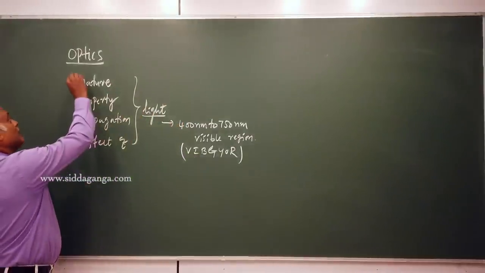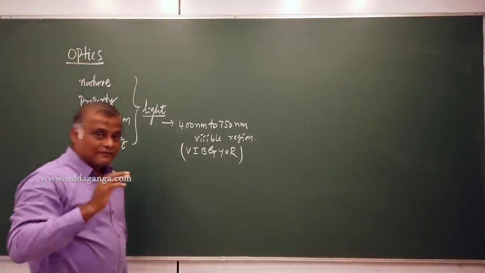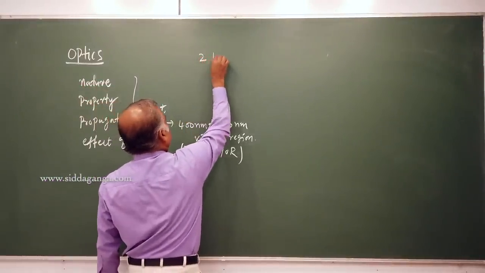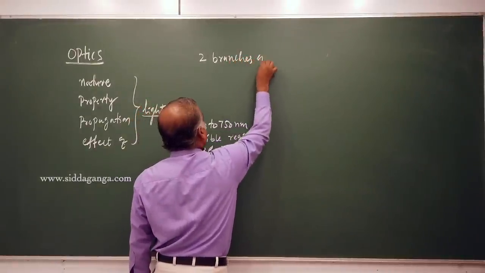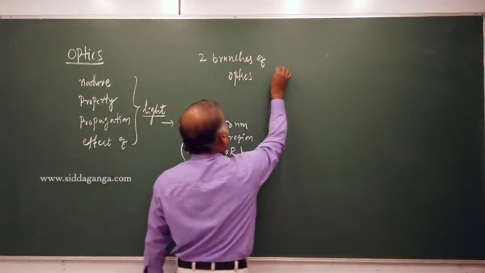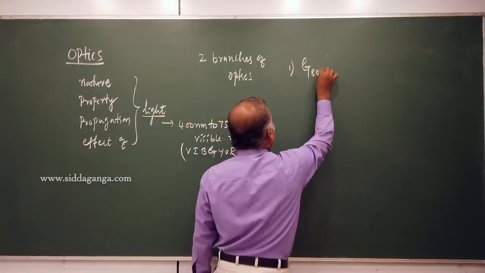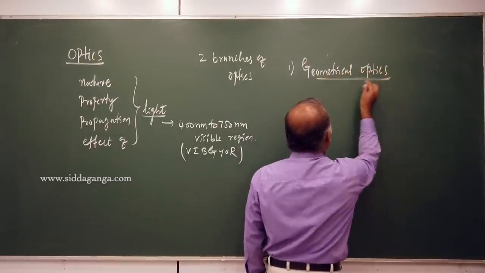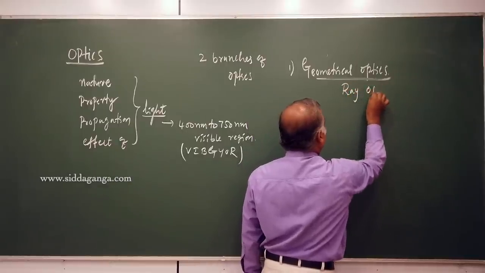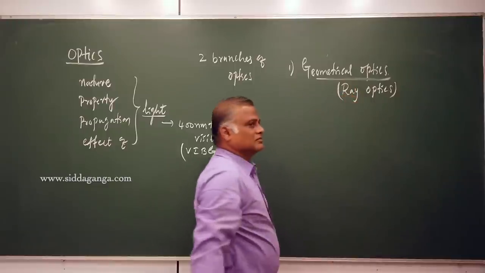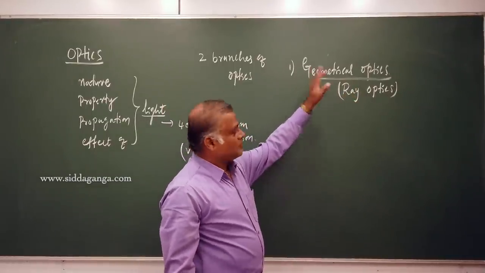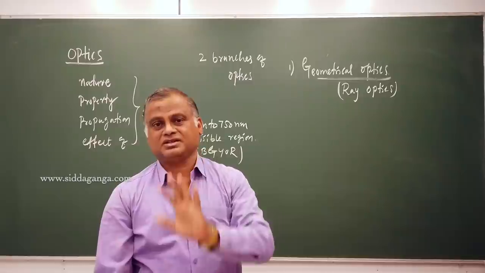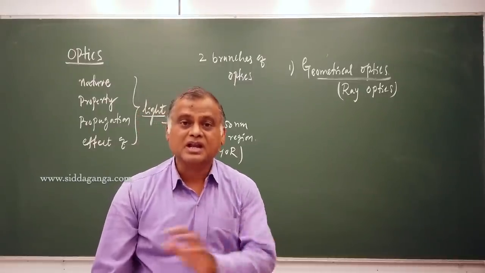Optics is divided mainly into two branches. One is geometrical optics, which we sometimes also call ray optics. It is the branch of optics which deals with the geometrical construction of images by optical mediums.